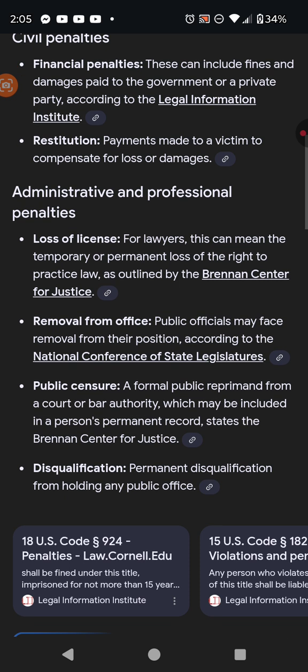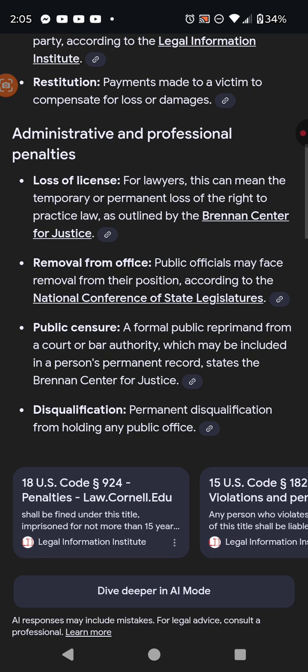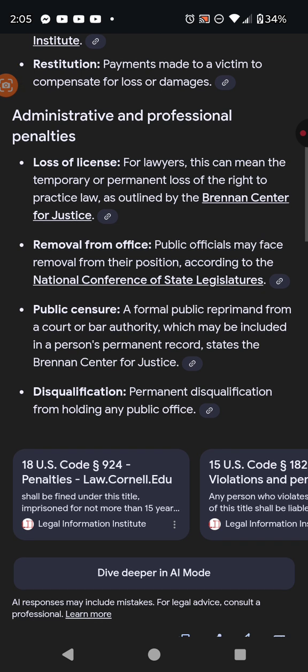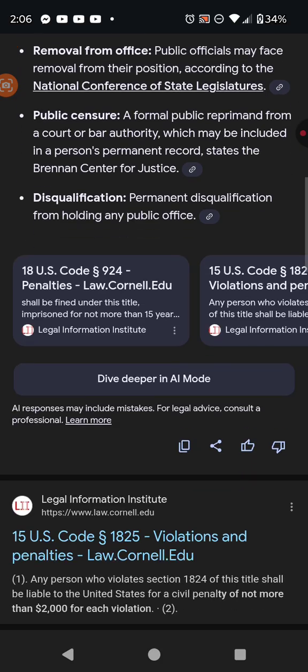Administrative and professional penalties. Loss of license for lawyers: this can mean a temporary or permanent loss of the right to practice law, as outlined by the Brennan Center for Justice. Removal from office: public officials may face removal from their position, according to the National Conference of State Legislatures. Public censure: a formal public reprimand from a court or bar authority, which may be included in a person's permanent record, states the Brennan Center for Justice. Disqualification: permanent disqualification from holding any public office.